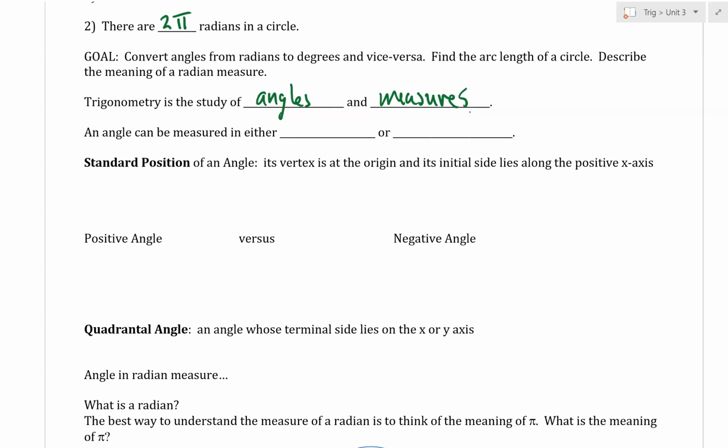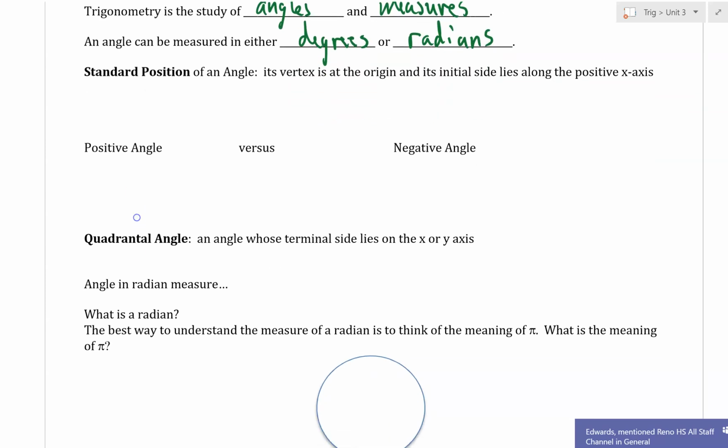In terms of angles, an angle can be measured in either degrees or radians. Now, standard position of an angle: its vertex is at the origin and its initial side is running along the positive axis.